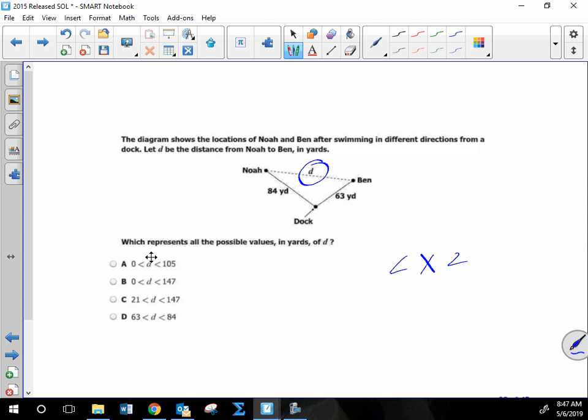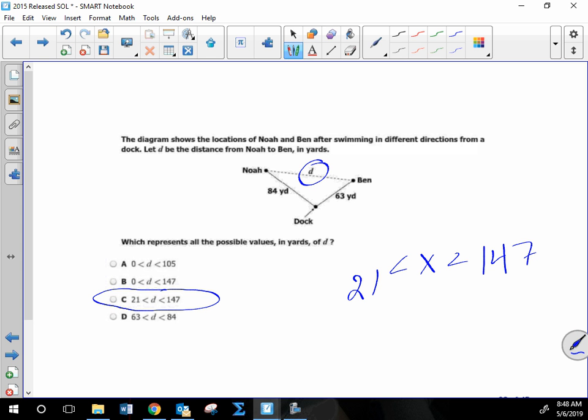So if I add these together, that would give me 7, 14. And if I subtract them, 4 minus 3 is 1, 8 minus 6 is 1. So our third side has to be between 21 and 147. Now for this problem, that was all the information they gave us, so we know our answer is going to be this. But sometimes for these types of problems, they like to add in another piece of information.